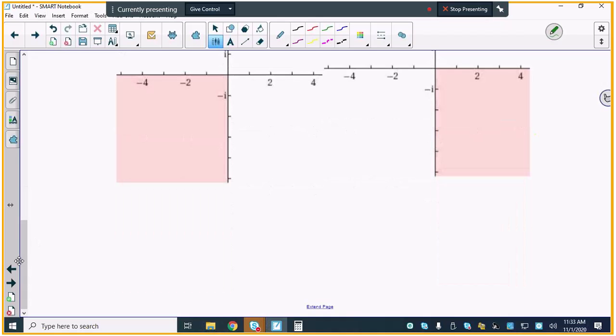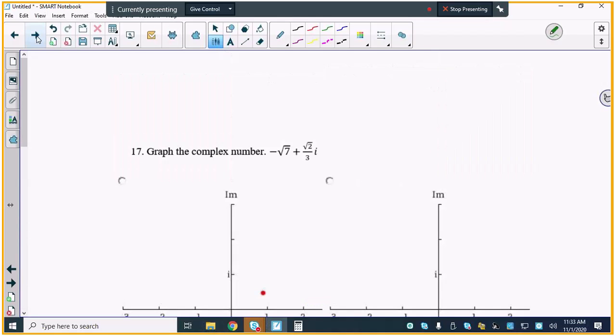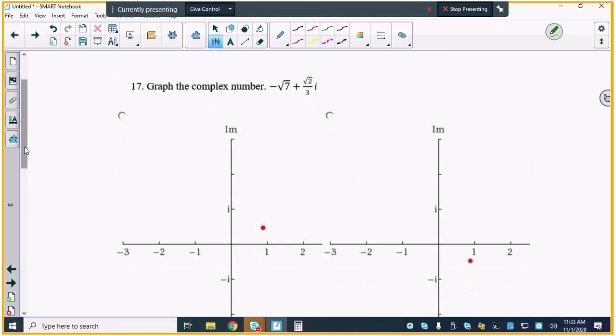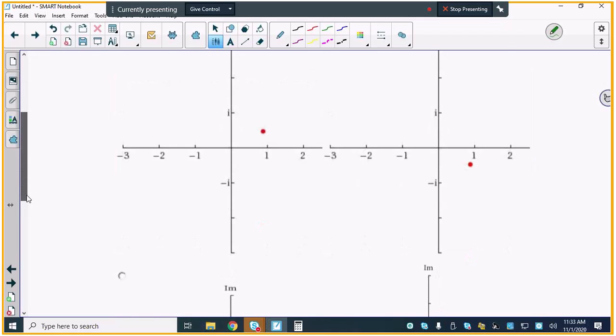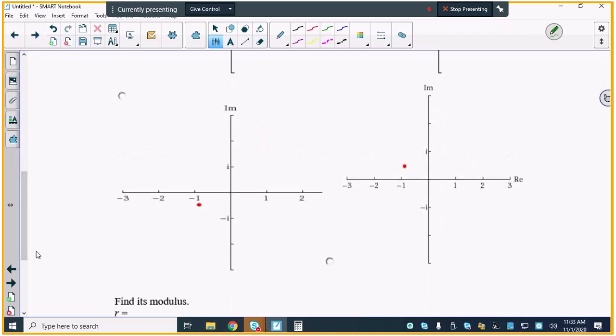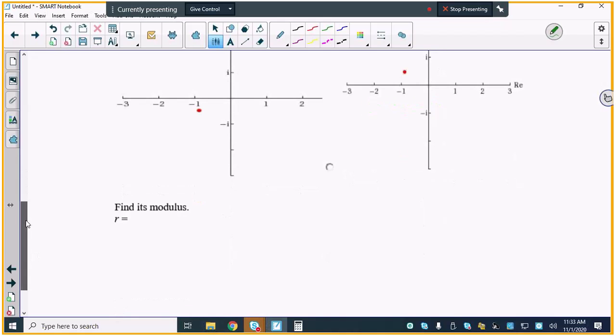Alrighty. My next problem is asking me to plot the complex number negative square root of 7 plus 2 square root of 3 i. All I need to understand is that x is negative, y is positive, so I must be in the second quadrant. So the fourth picture is the correct one. It's very simple.